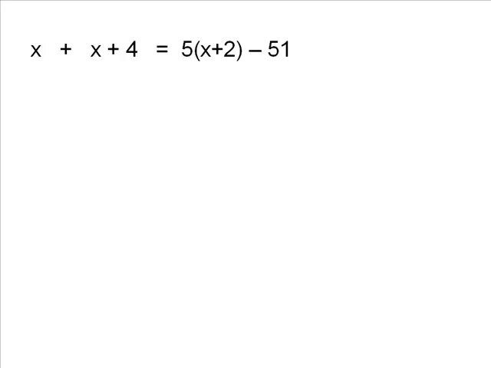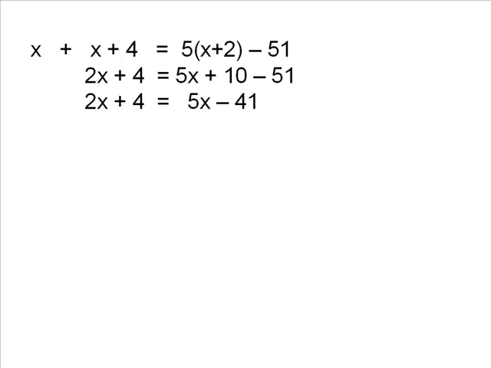So we'll have 2x plus 4 on the left side. On the right side, we're going to have 5 times x and 5 times 2, which is 10. On the left side, we added x plus x to get us 2x. On the right side, I did 5 times x and 5 times 2. Now on the right side, what is 10 minus 51? If you had $10 and you wrote a check for $51, you'd be $41 overdrawn, wouldn't you? So 10 minus 51 is going to be $41 overdrawn, which you write as a minus 41.